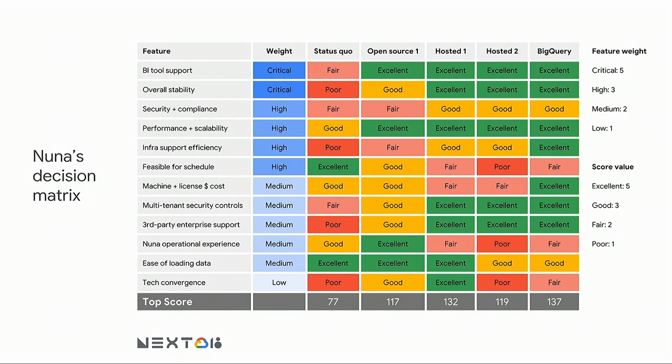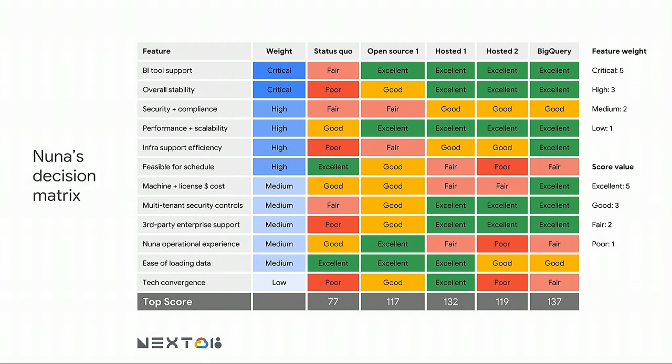And so we took all of these things that we care about, we weighted them, and then we filled out how good each of these technologies is in each of these categories. You can see for our status quo solution, it actually rates good in terms of operational experience because we already have some experience using it. We knew what the problems were, whereas overall stability rated poor because of all of the errors that we were talking about.